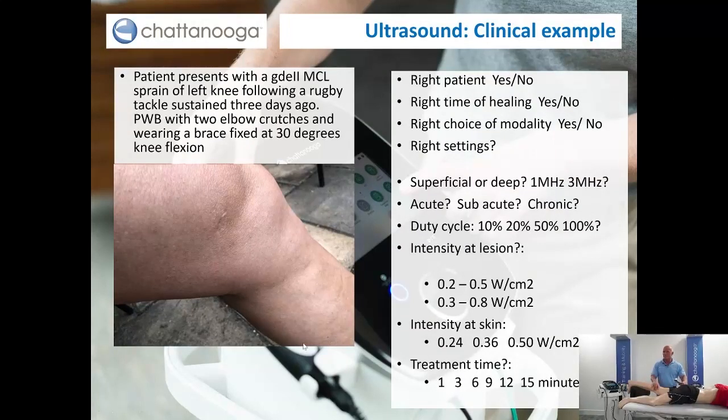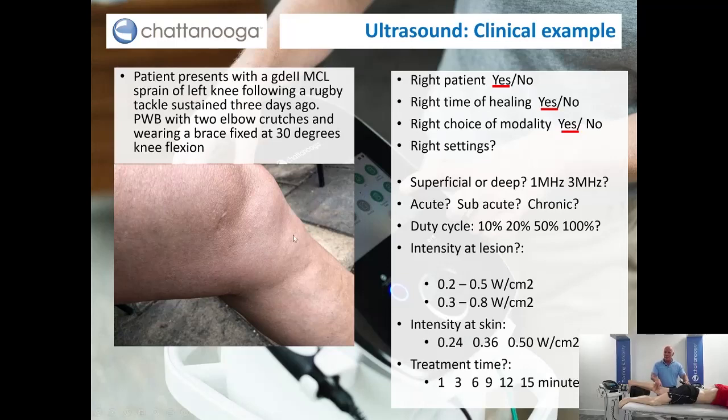Is this the right time of healing? It's acute presentation, so yes. Is ultrasound the right choice of modality for this patient? Yes. Okay, so the last thing is we've got to ensure, are we going to use the right settings?